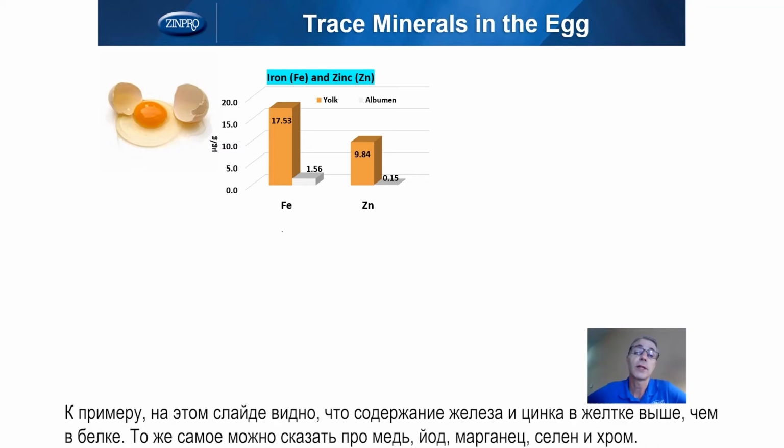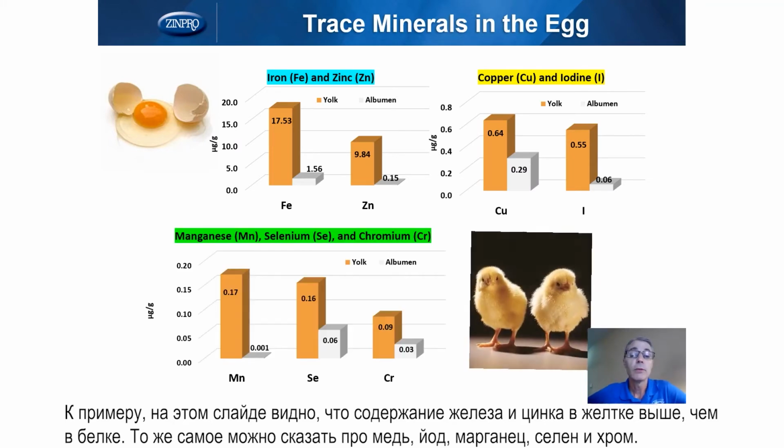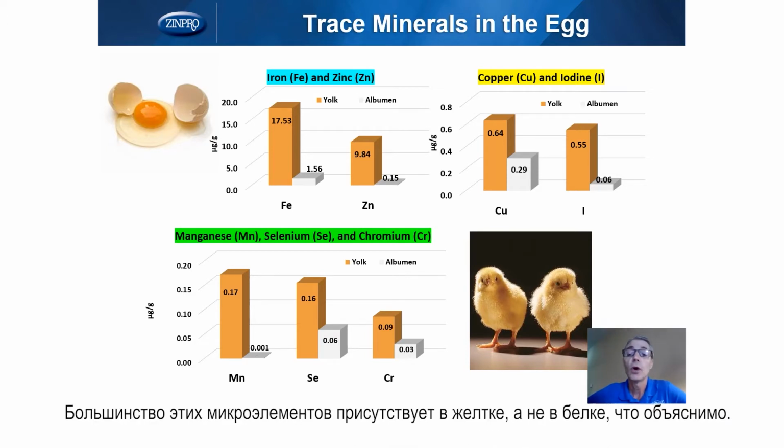For example, in this slide, you see that the content of iron and zinc in the yolk is way higher than in the albumin. And you see the same trend for copper and iodine. And for manganese, selenium, and chromium, you also see that the majority of those minerals are present in the yolk when compared to the albumin. And there is a reason for that.